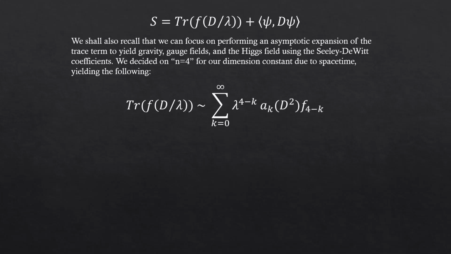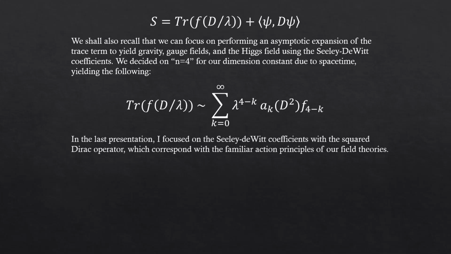We have a scaling function lambda to the power of 4 minus k. Remembering 4 was chosen for our dimension constant, so this normally would be lambda to the n minus k. A sub k of D squared, those are the Seeley-DeWitt coefficients acting on the squared Dirac operator, and f sub 4 minus k are the moments of a cutoff function. In the last presentation, I focused on the Seeley-DeWitt coefficients with that squared Dirac operator, and they correspond with the familiar action principles of our field theories. This time, however, we'll focus on the moments of the cutoff function f itself.